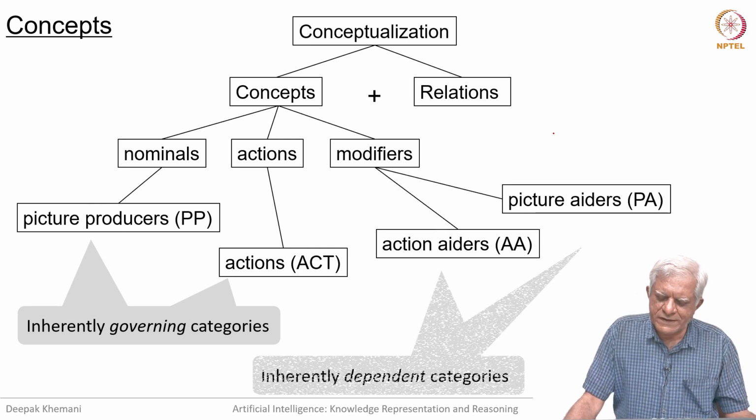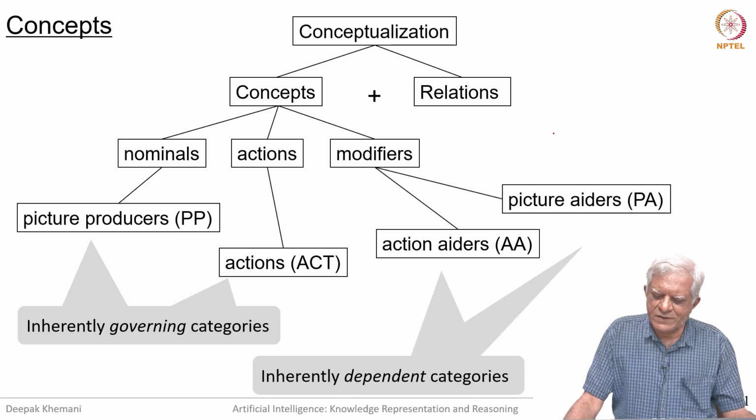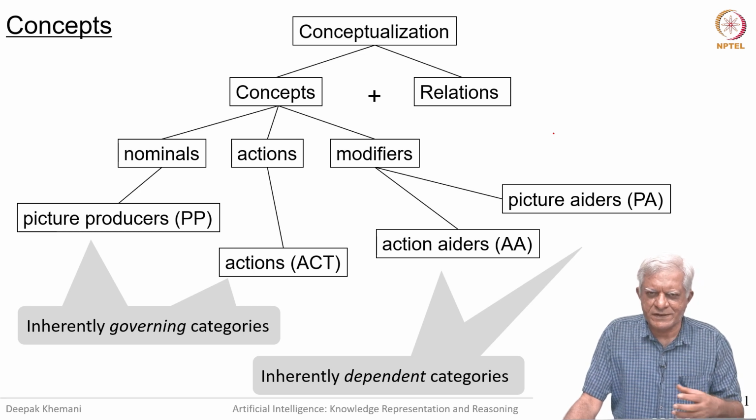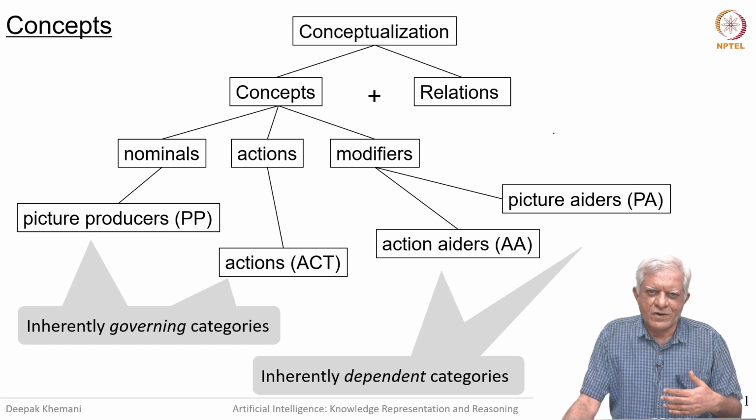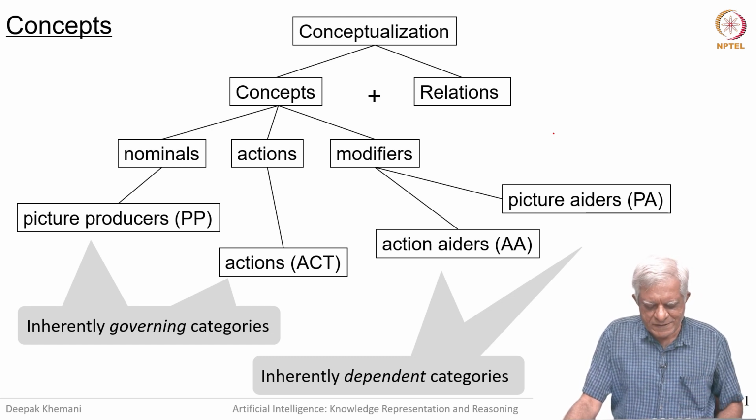There are also modifiers which modify the concepts. So, they call them picture aiders and action aiders. So, picture aiders are like adjectives and action aiders are like adverbs. So, instead of saying that he rowed a boat, you can say he rowed the boat fast or something like that, or he ran quickly and things like that.